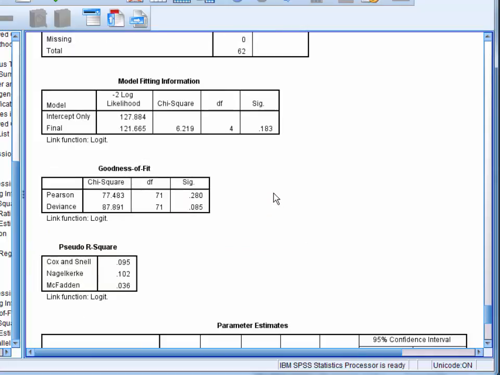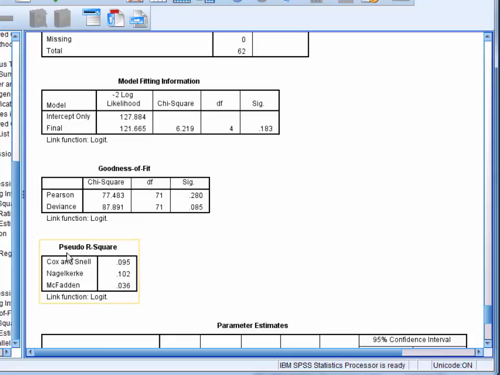Below this, we have the goodness of fit tests. These test how well our specified model fits our observed data. We want these to be non-significant. We can see here that these are, indicating that our model fits the data reasonably well.